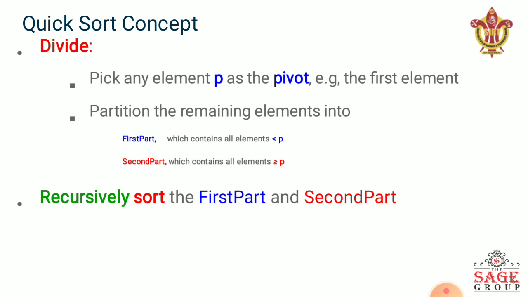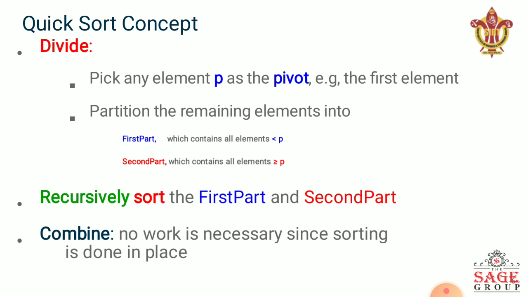Now we recursively solve the first part and the second part separately. We apply the quicksort algorithm separately on the first part and on the second part, independent of p. That means we divide our problem into two parts and then apply the quicksort algorithm again and again until our problem is converted into the base problem.